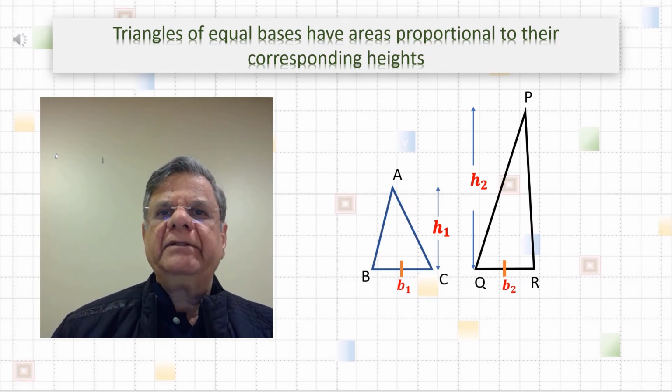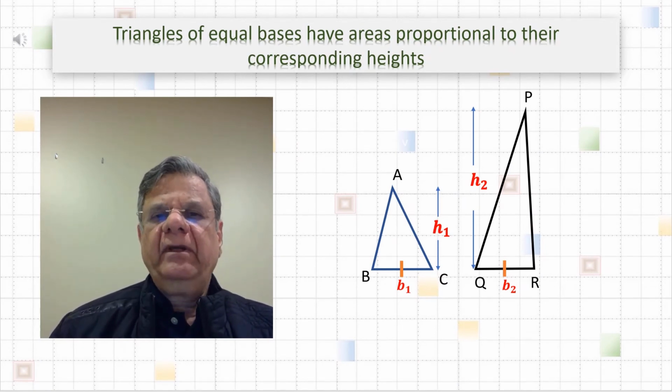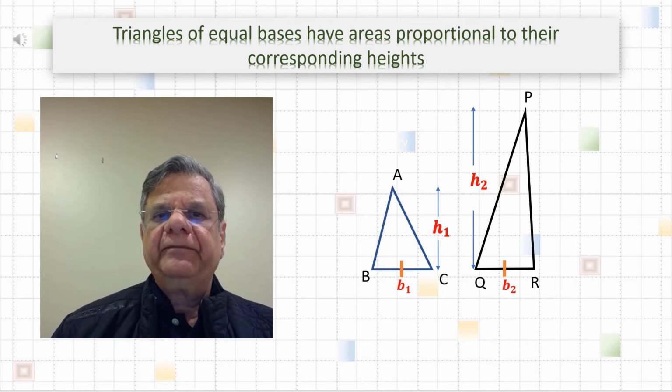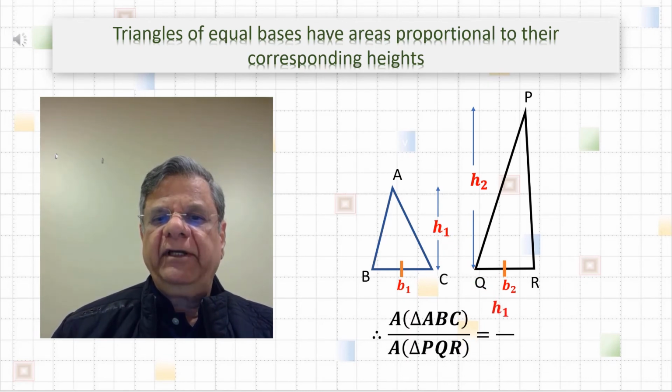Triangles of equal bases have areas proportional to their corresponding heights. Consider two triangles ABC and PQR. Here BC is equal to QR. H1 is height of triangle ABC on base BC. H2 is height of triangle PQR on base QR. By property, area of triangle ABC upon area of triangle PQR is equal to H1 upon H2.